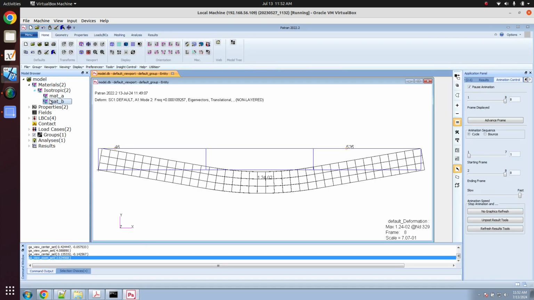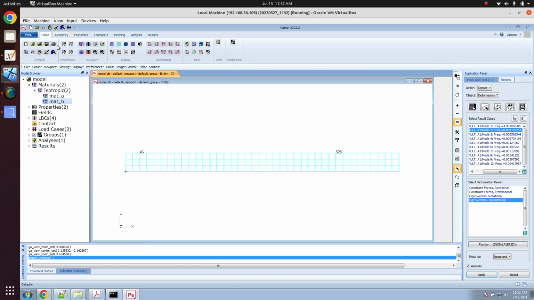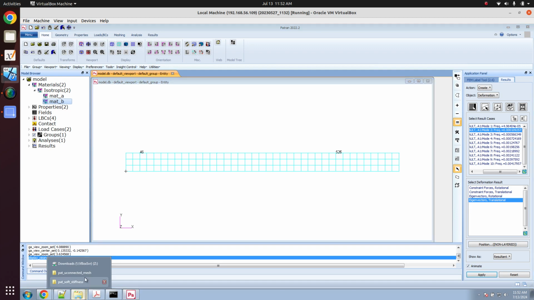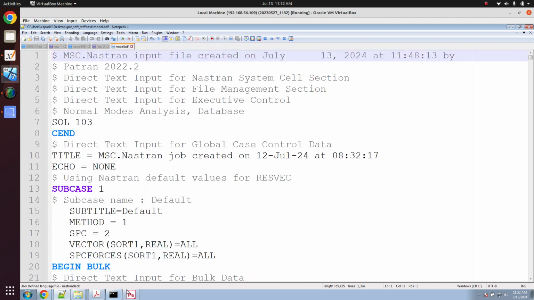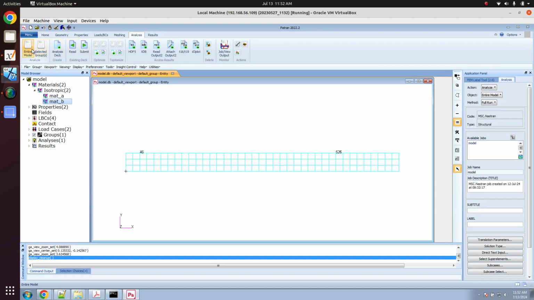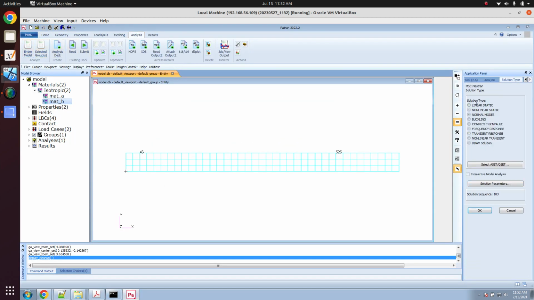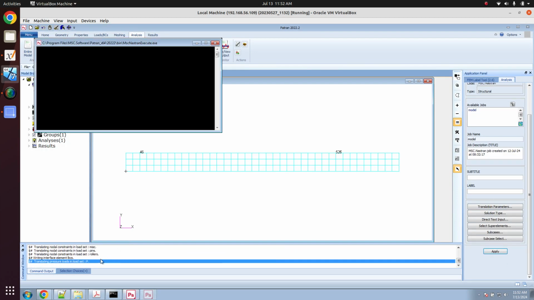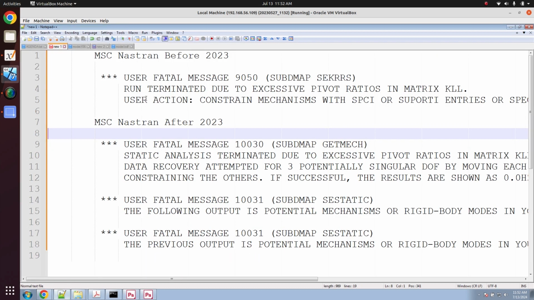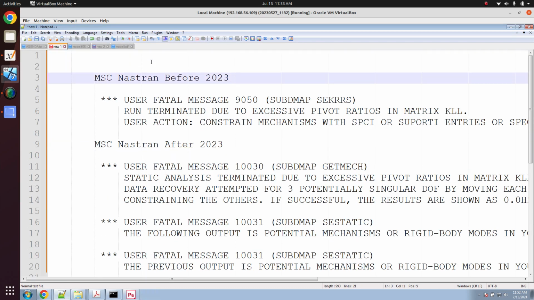Here, just increase the stiffness, and then that should work. Now, one other thing, if you really want to go forward with the solution, if you want to skip and bypass that user fatal message, you can do the following. So here, what I'm going to do is, before I do this, let me make sure this is a statics analysis. Click apply.